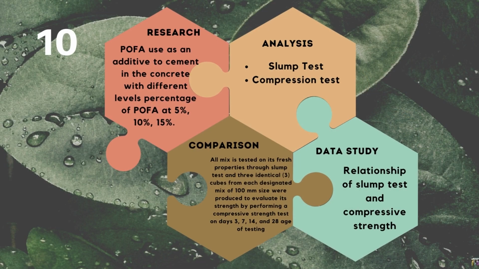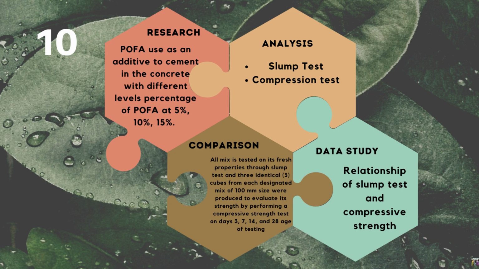Next, let's go on to the methodology of this study. This study highlighted the potential of POFA as an additive to cement in the concrete with different percentage levels of POFA at 5%, 10%, 15%. Four different mixes were prepared, which are OPC, 5 POFA, 10 POFA, and 15 POFA. The effects of POFA as an additive to cement on concrete were investigated and were tested on fresh and hardened properties such as slump test and compressive strength test.